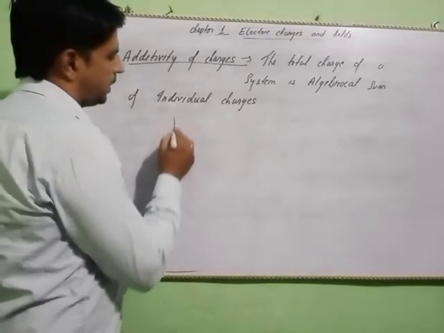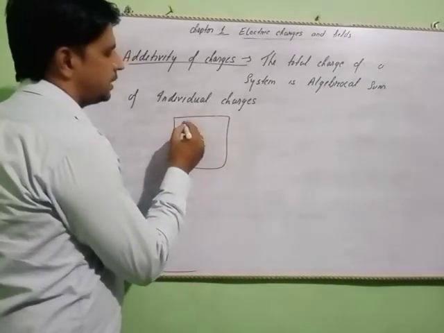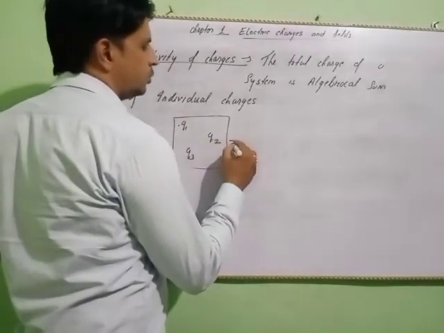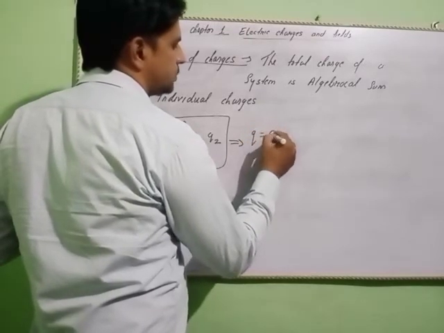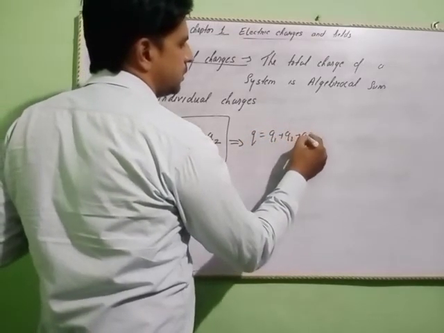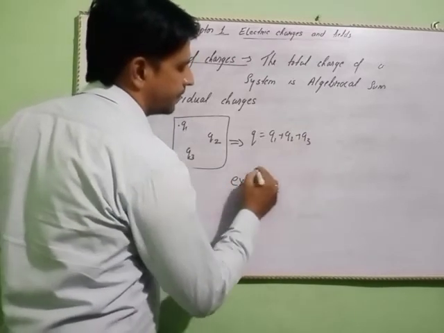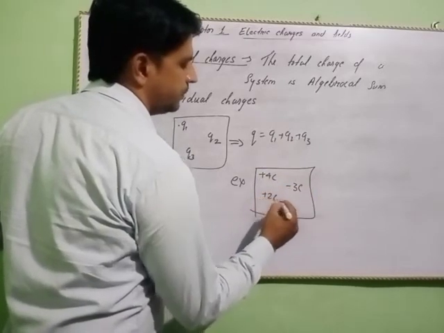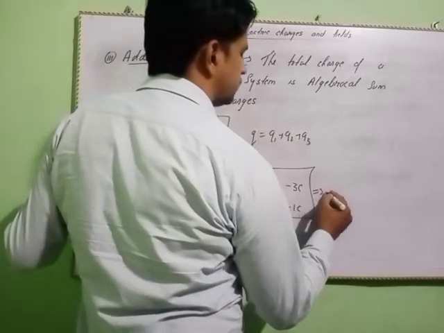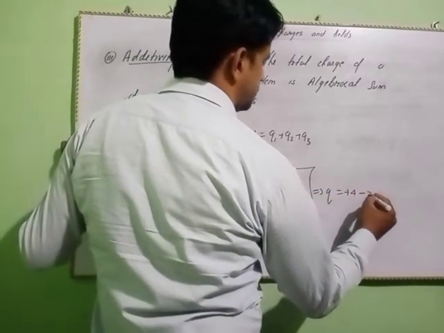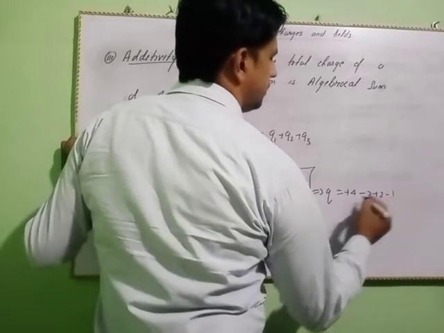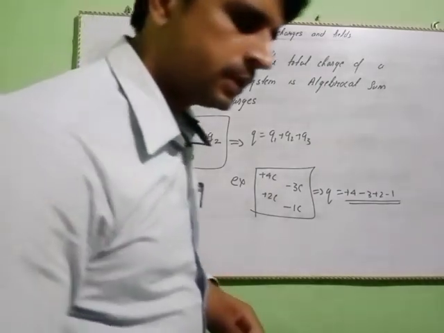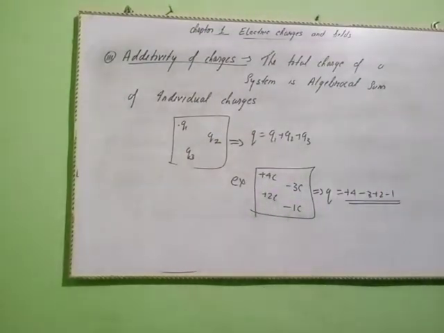For example, if we have a system, Q1 is the first charge, Q2 is the second charge, Q3 is the third charge, then the total charge Q will be equal to Q1 plus Q2 plus Q3. For example, if a system has plus 4 coulomb, minus 3 coulomb, plus 2 coulomb, minus 1 coulomb, then the total charge will be plus 4, minus 3, plus 2, minus 1. This will be the total charge of the system. This property is known as additivity property of charges. Okay, pause the video and make a note of it.